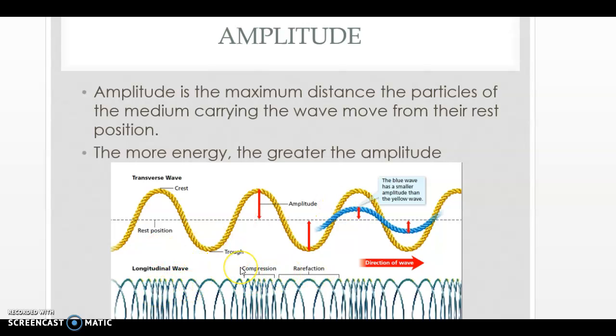As far as a longitudinal wave, we can talk about how far it goes from its rest position, which would be the compressions to the next compression, basically. So how far apart do these coils get as far as the compressions, as far as the rarefactions go. And the more energy the wave has, the greater the amplitude. That makes sense. This blue wave right here has less energy than the one that's made by the yellow rope, because the crests and troughs are higher and lower. That'd be the same thing here. The closer or farther apart that the waves get, the more energy they have in them. So basically, amplitude is that direct measure of the energy of the wave.